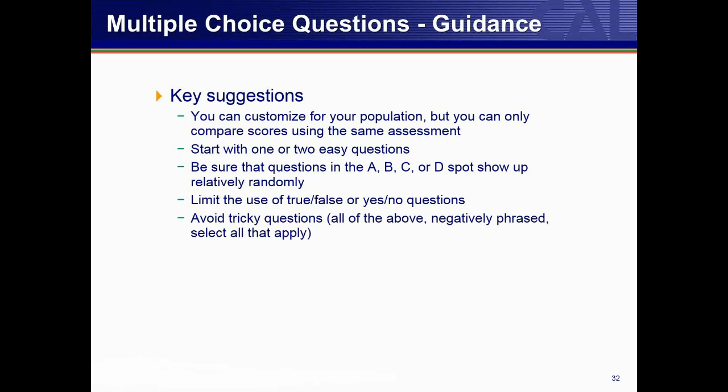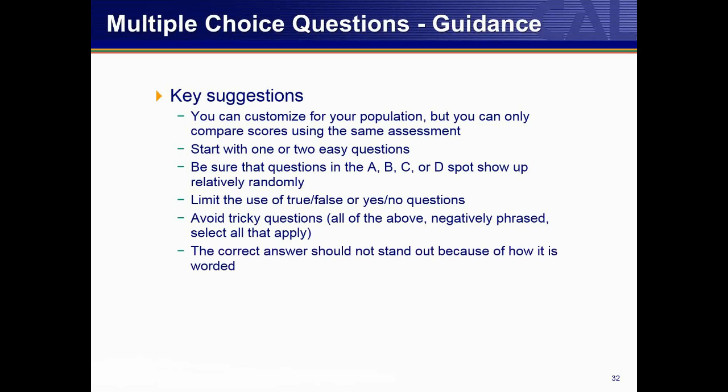Another thing is to avoid using tricky answer choices like all of the above or none of the above, or negatively phrased items like which of the following is not such and such, or questions where people select all that apply instead of just selecting the one right choice. Those kinds of elements add elements of difficulty that relate to how test savvy a person is, and we want to keep it simple.